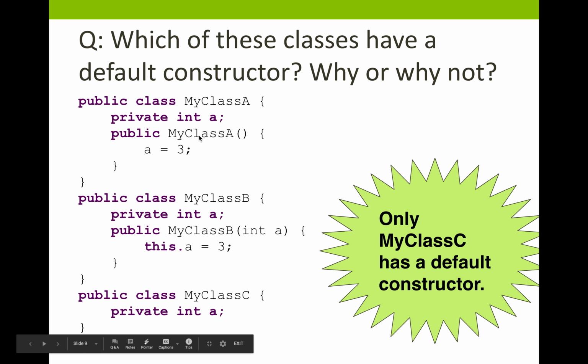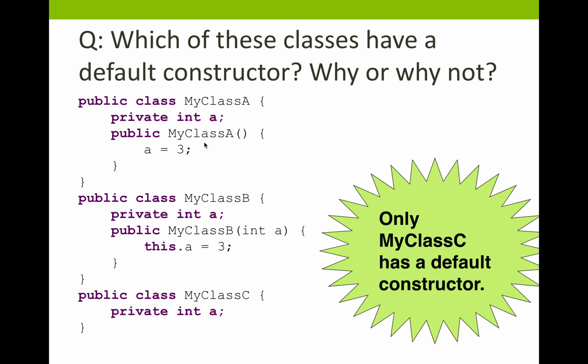So here I provided a constructor, my class A, and then I said, hey, A is going to equal 3. This is not my default constructor. This is an argumentless constructor, okay? This here is another constructor that takes one argument.